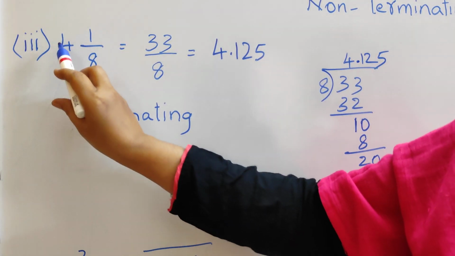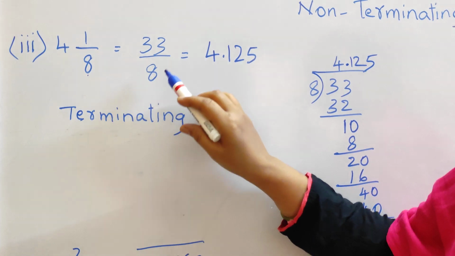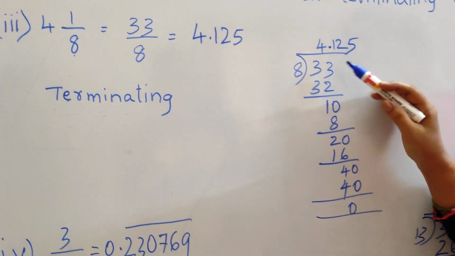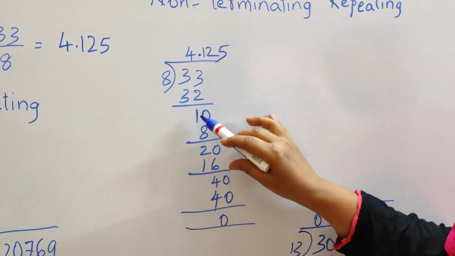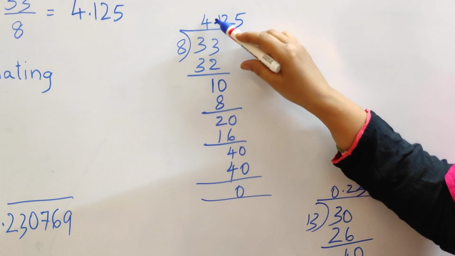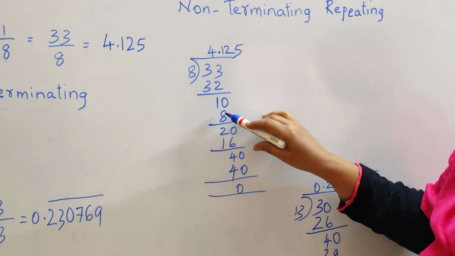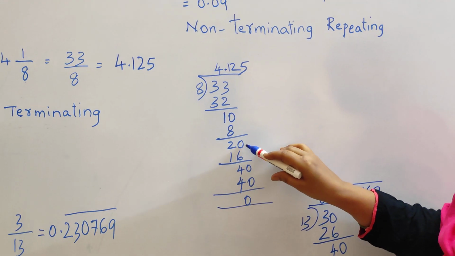8 4s are 32. 32 plus 1 is 33. 33 by 8. When I divide 33 by 8, what do I get? 8 4s are 32. 1 is the remainder. Put a decimal point. Take 1 here. 8 1s are 8. So the remainder is 2.